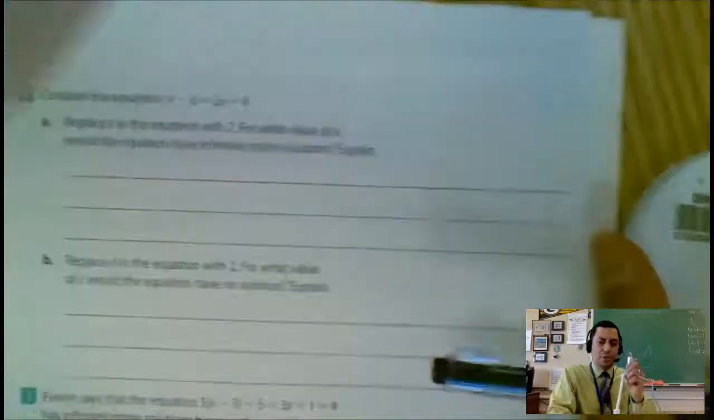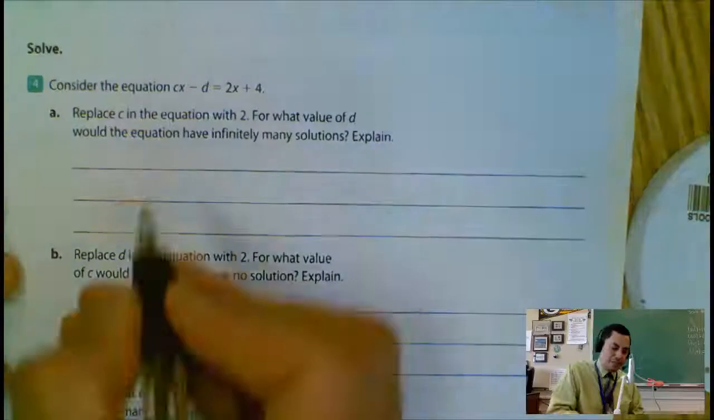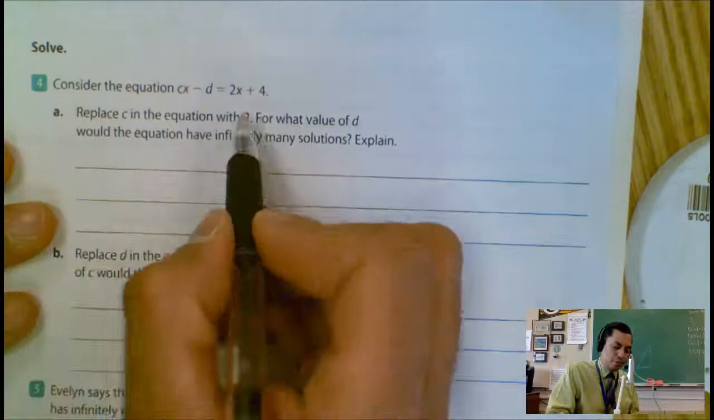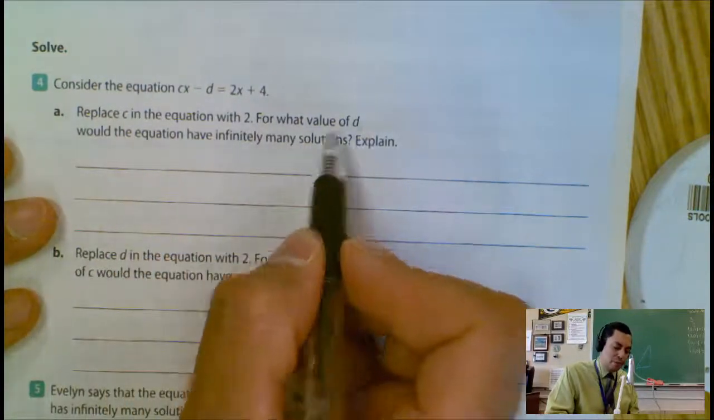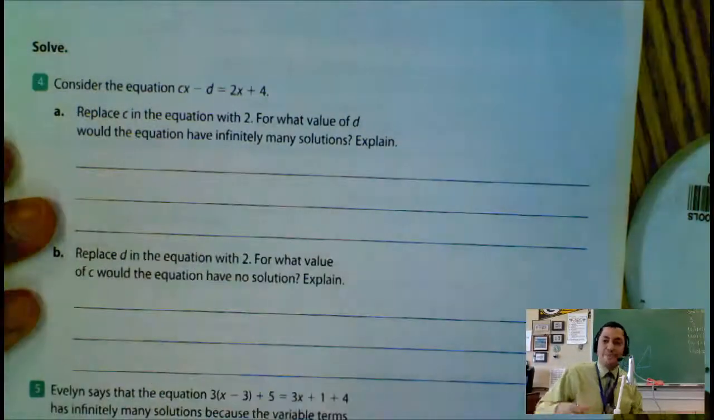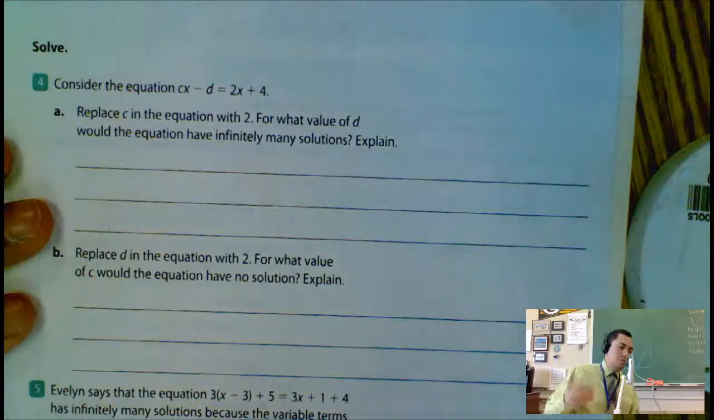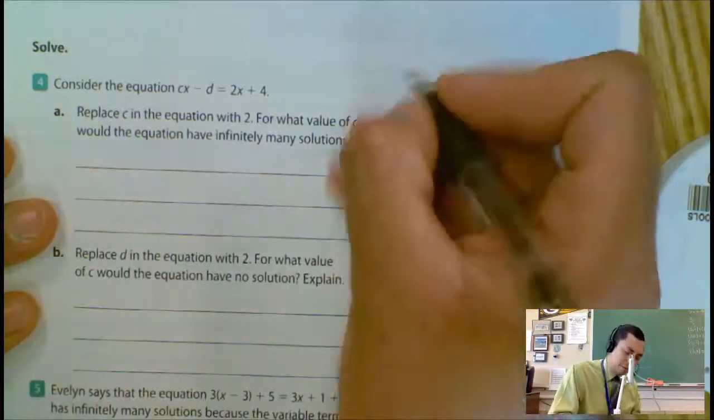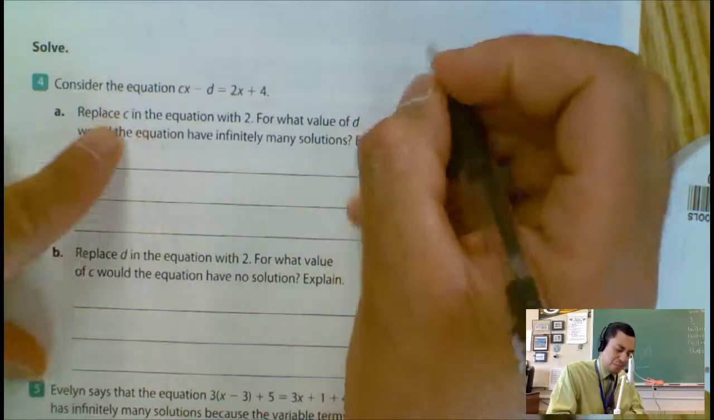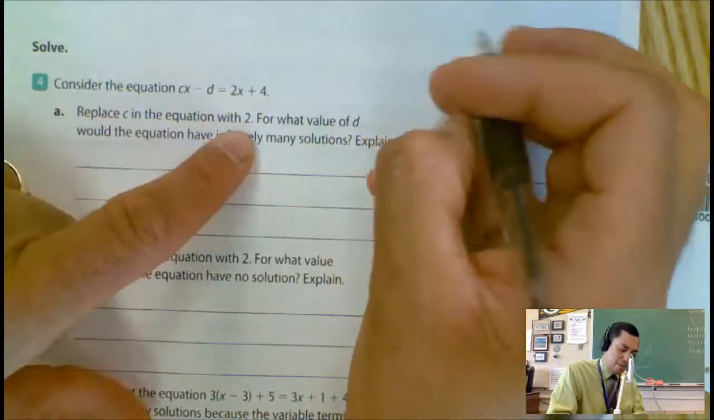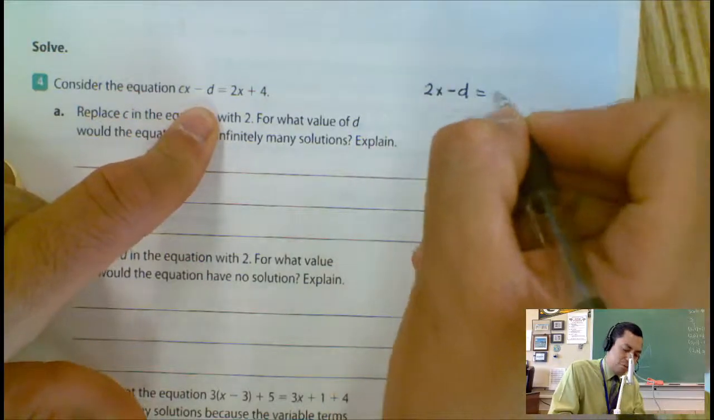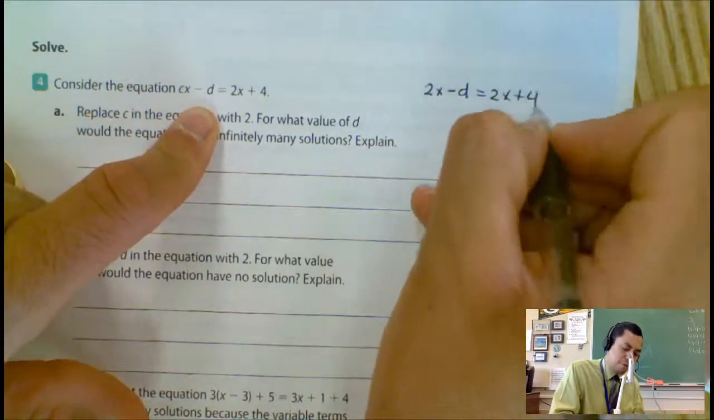Consider the equation cx minus d equals 2x plus 4. Replace c in the equation with 2. For what values of d will the equation have infinitely many solutions? So what we're going to do, let me write the equation here. I have cx, but replace c with 2, so 2x minus d equals 2x plus 4.